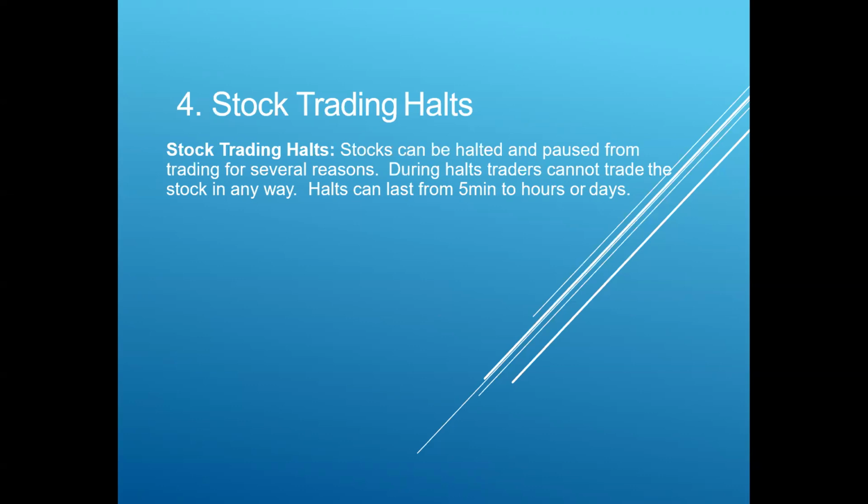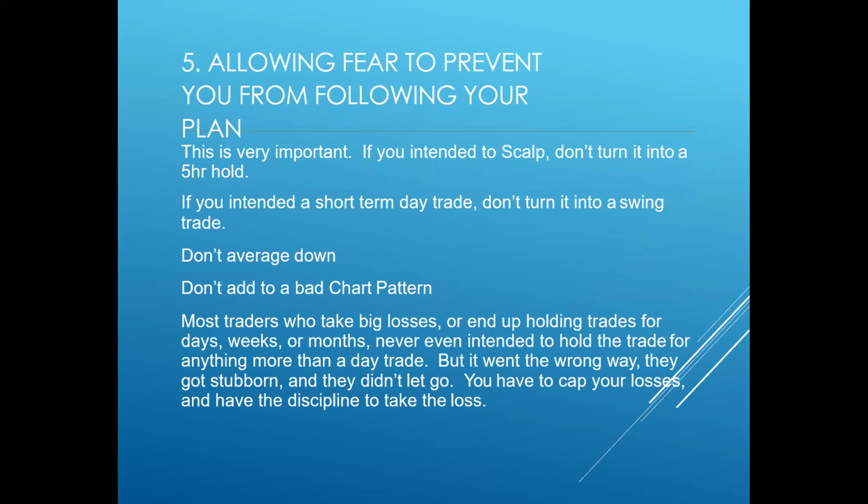And again, typically, and this is just typically, if it's a halt towards the upside, it will resume towards the upside if there's no manipulation involved. A halt towards the downside will resume towards the downside. Okay, and that's just how the flow typically goes. But again, that's typical. And there are times where it breaks through those and becomes atypical. Okay. Number 5, allowing fear to prevent you from following your plan.